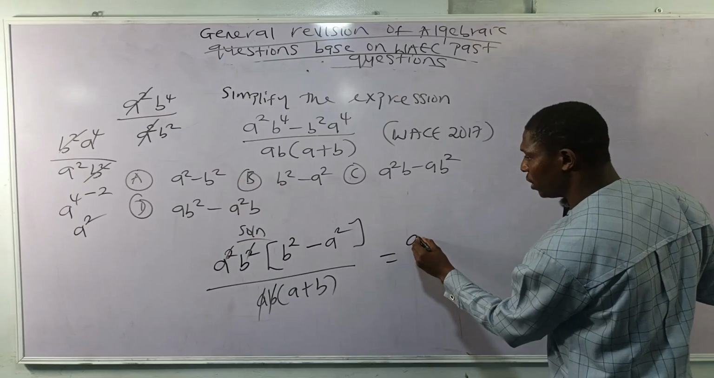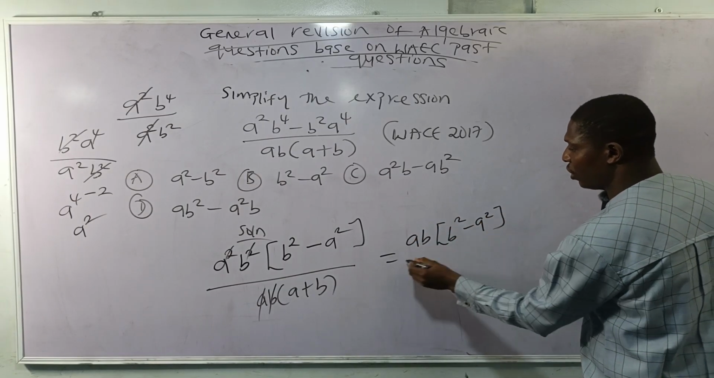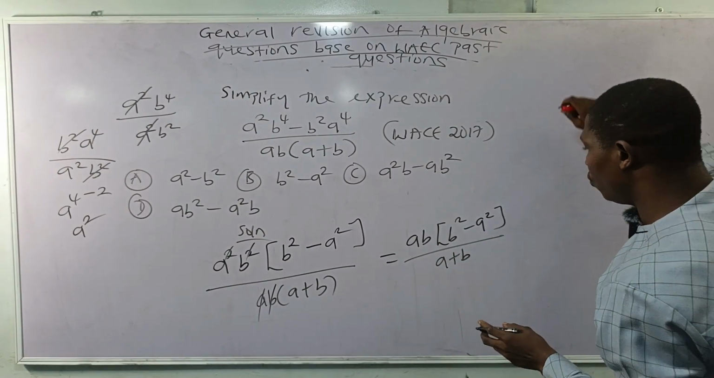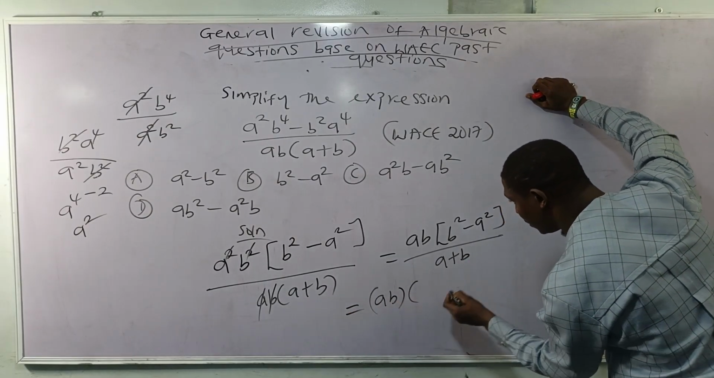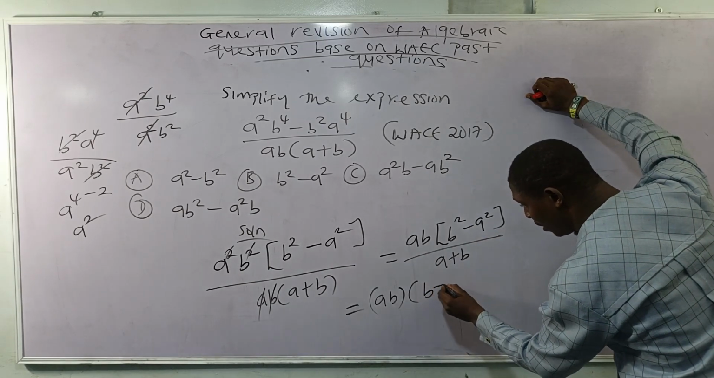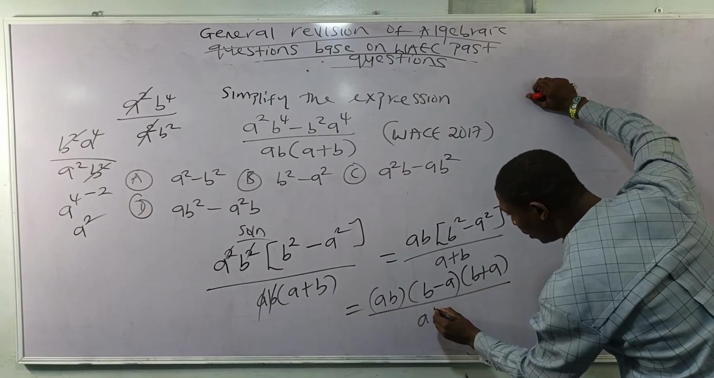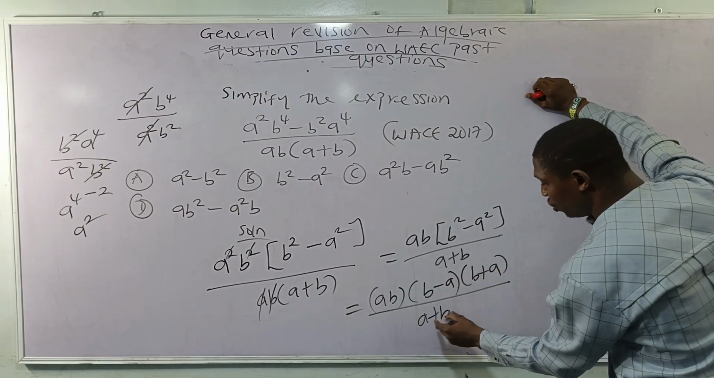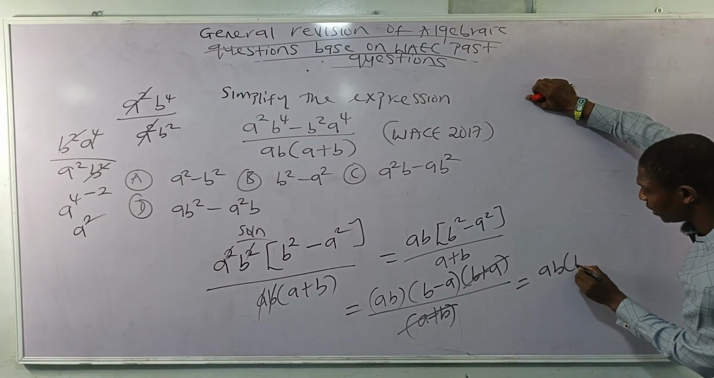So I'll have ab in brackets b square minus a square all over a plus b. If we check, is there an option there? Not yet. So we can simplify further. To simplify further, I'll have ab in bracket b square minus a square, which is the difference of two squares. So I have b minus a in bracket b plus a close bracket all over a plus b. So a plus b is the same thing as b plus a, because addition is commutative. So this can cancel this, and my final answer is ab bracket b minus a.